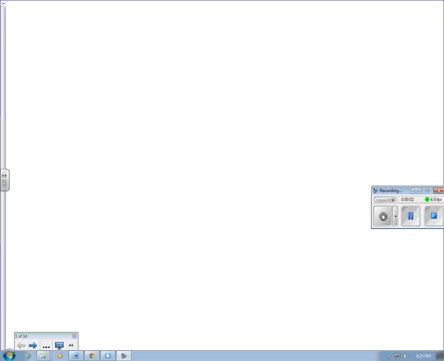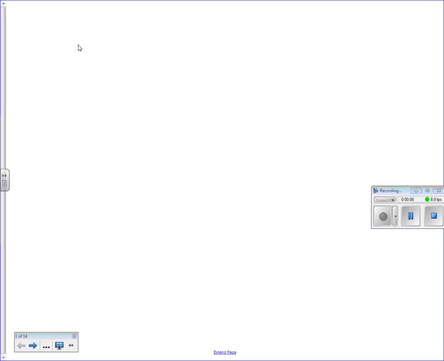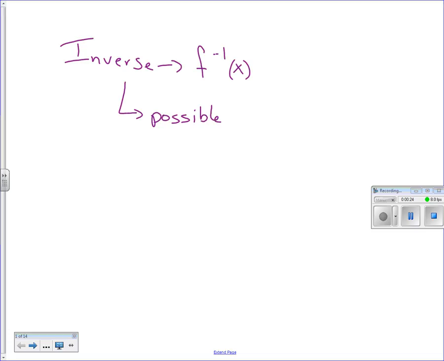So we're looking at inverses again. This is lesson 7, day 2. We were exposed to inverses already, and the symbol is f to the minus 1 of x. We're going to have to be a little bit careful today because it's possible that the inverse is not a function. So it's possible that f to the minus 1 of x is actually not a function.